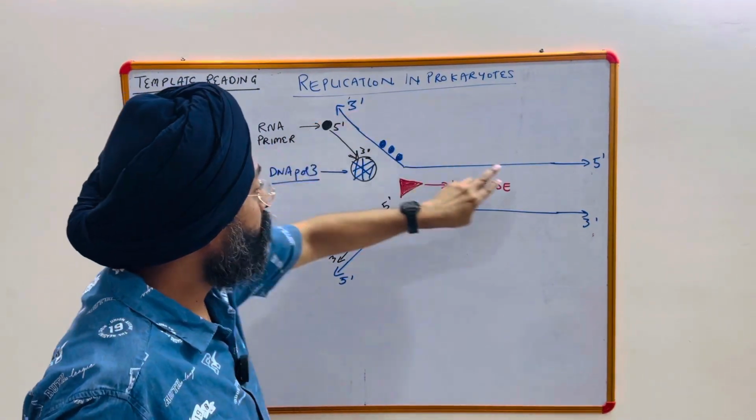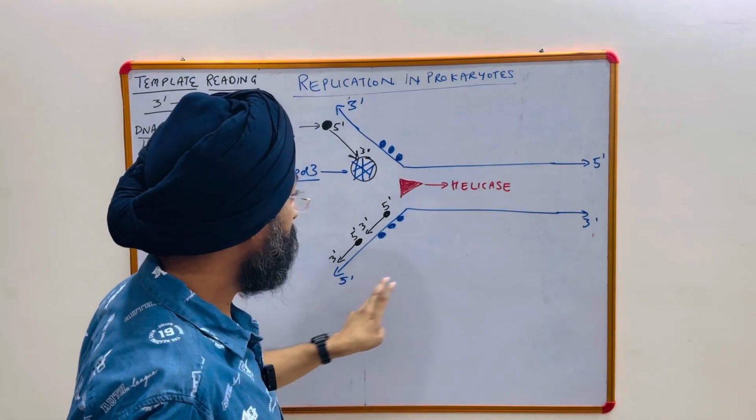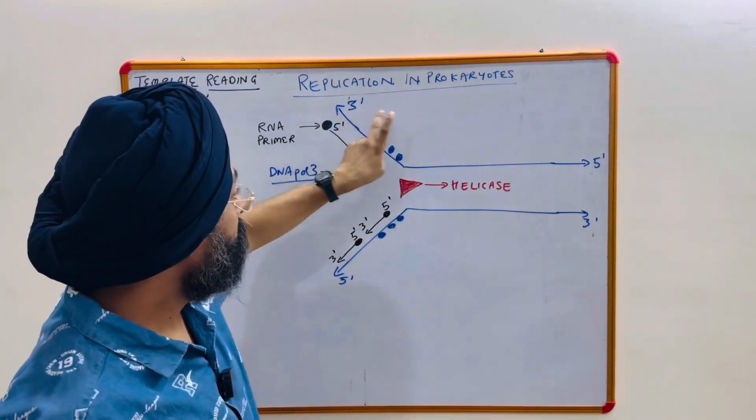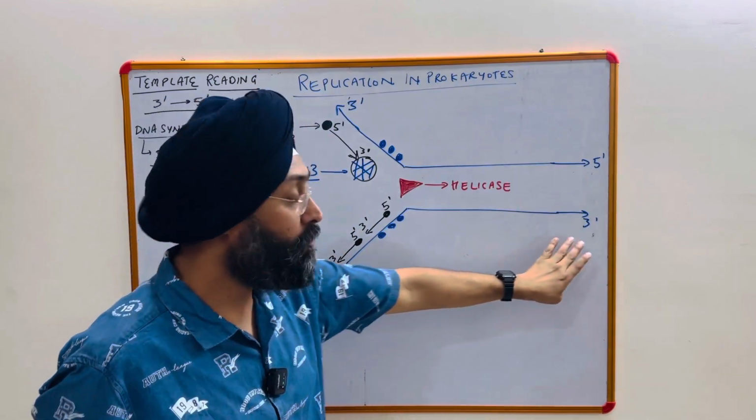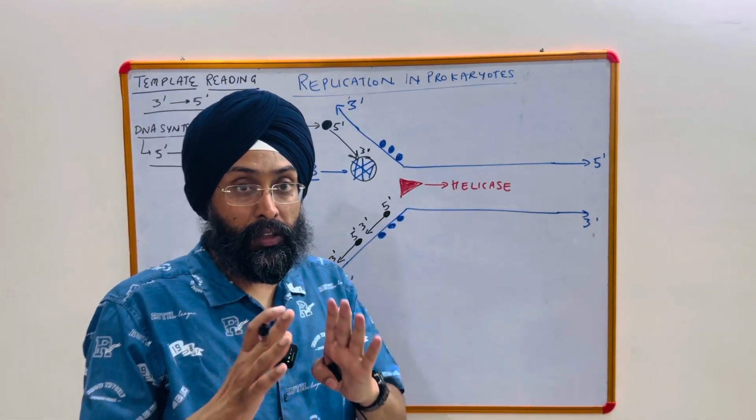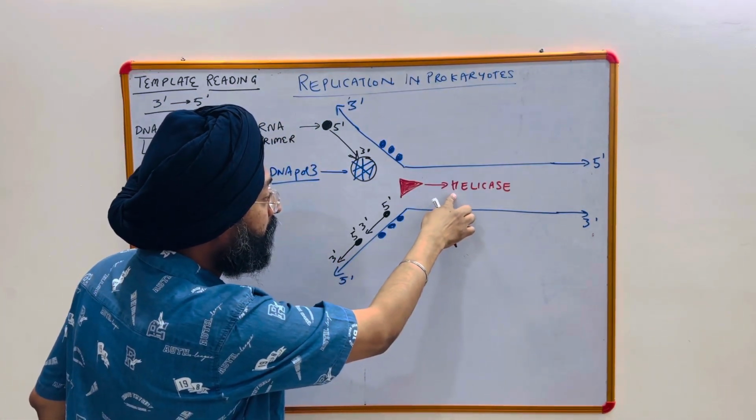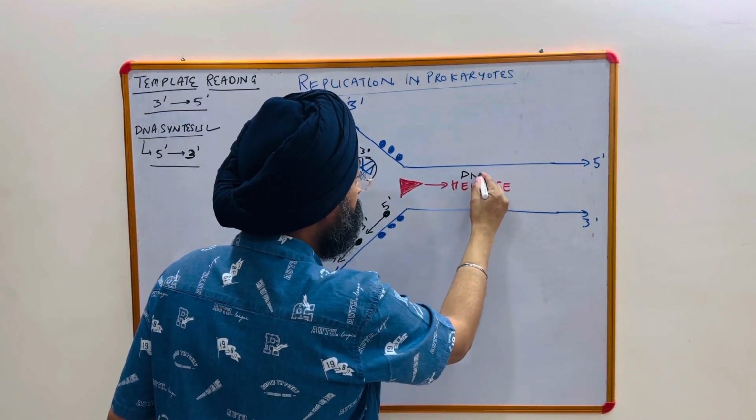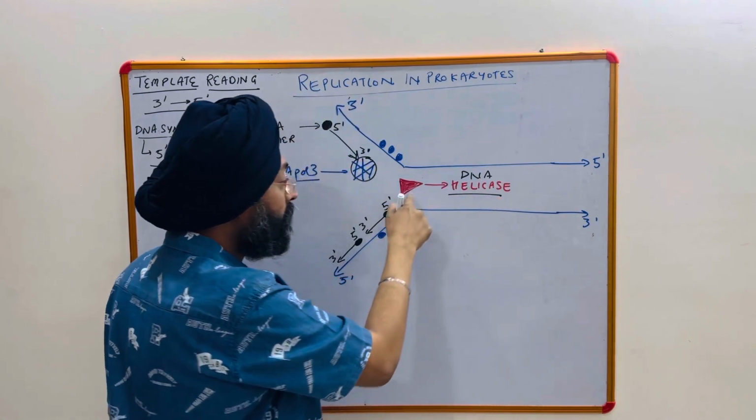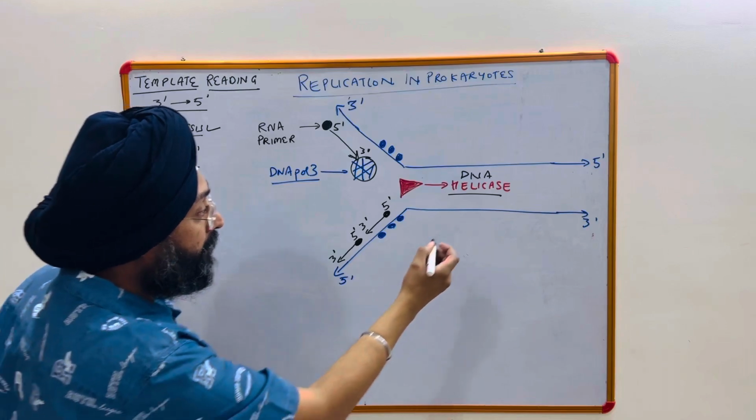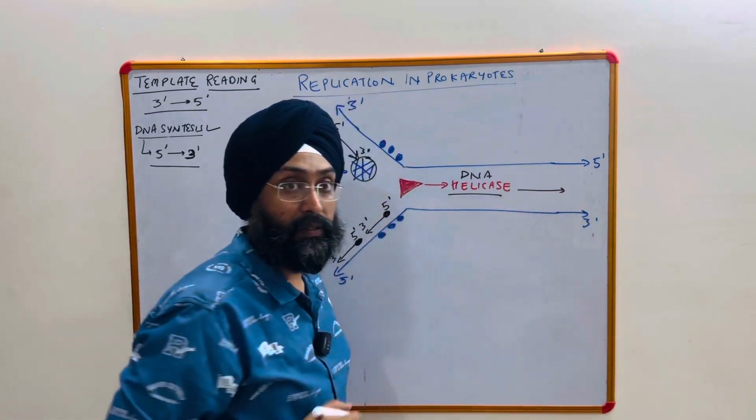There is one 3 prime to 5 prime strand and the other is 5 prime to 3 prime strand. So these blue ones are anti-parallel, 3 prime to 5 prime and 5 prime to 3 prime, right? When we start unwinding the strands, first comes the role of DNA helicase. DNA helicase acts as a zip opener, and it opens the two strands, and the zip is moving forward in this direction, right?